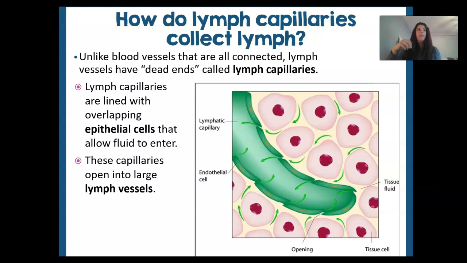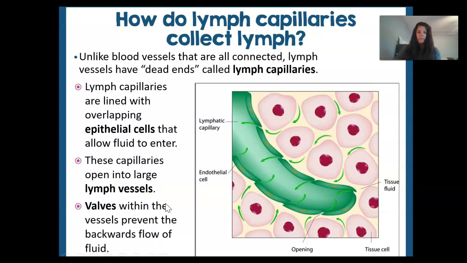So really, when we talked about arteries, we talked about arteries forming capillaries, which then connect to veins. Lymph is a little different. We're going to start with those capillaries, and then they're going to merge together to form bigger lymph vessels.